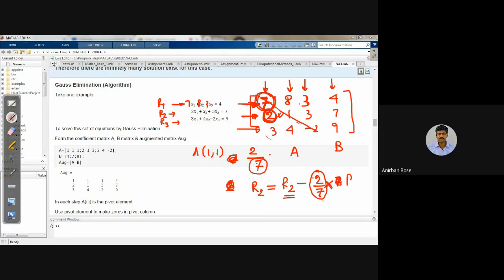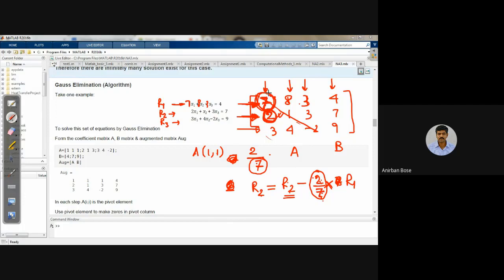That row is row 1. Okay, so basically what we are doing is that R2, the second row, is equal to the second row minus 2 by 7. Why 2 by 7? Because we want this first element to be 0. That is why 2 by 7.